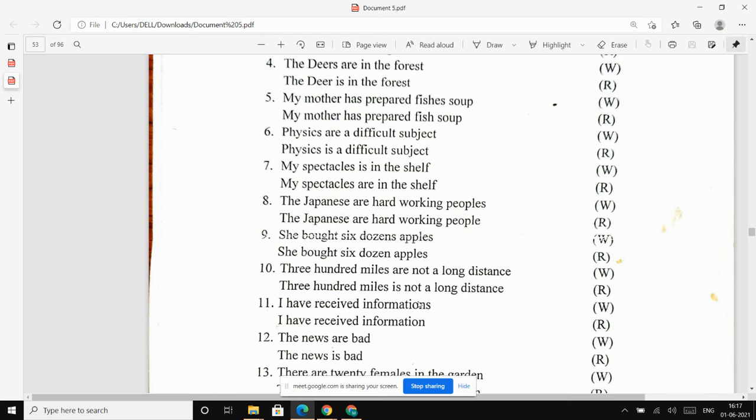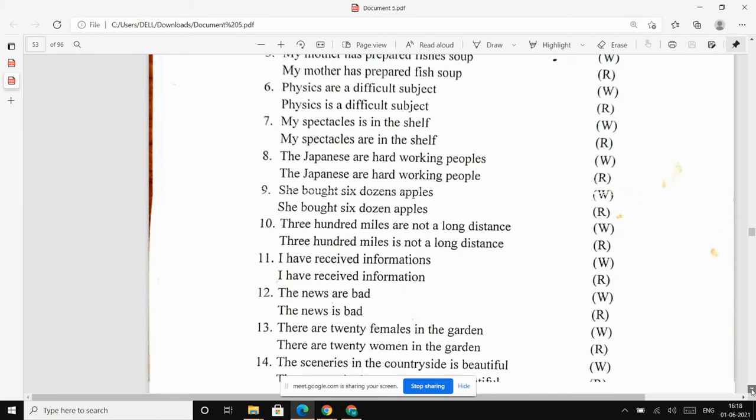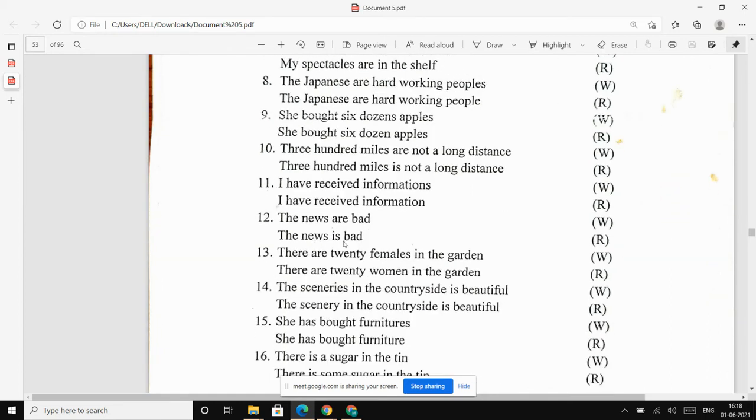I have received informations. So we always use the abstract noun in the singular form, not informations. This is information. So I have received information is the right sentence. The news are bad. So news here, though the letter S is there, it is always singular. The news is bad is the right answer. There are 20 females in the garden. So there are 20 women in the garden. We use like that, not the gender, not the sex. Male and female represents the sex here.